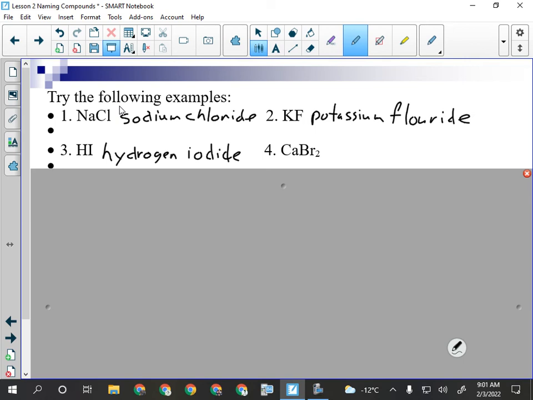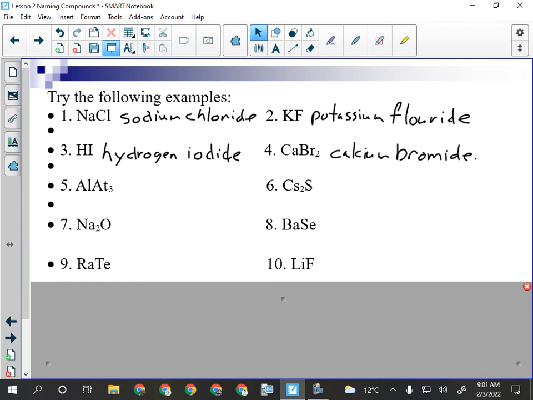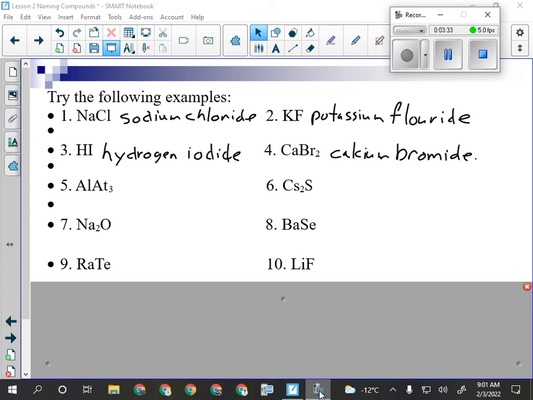For number 4, I've got calcium acting as my metal, bromine acting as my nonmetal, so I change its ending to "ide." Is that ringing a bell? Then, just for the sake of review and practice, I want you to write the names of those 6 compounds using your periodic table. Let's look at maybe the first 3 here, just in case there are some people that still aren't done.